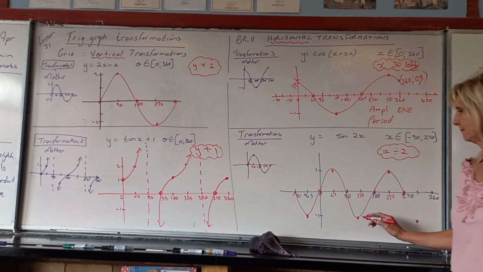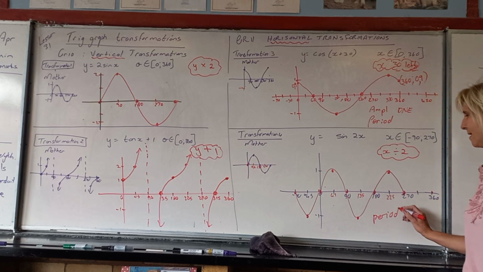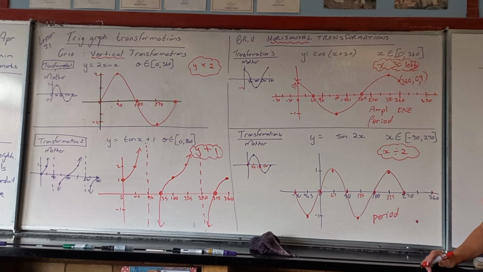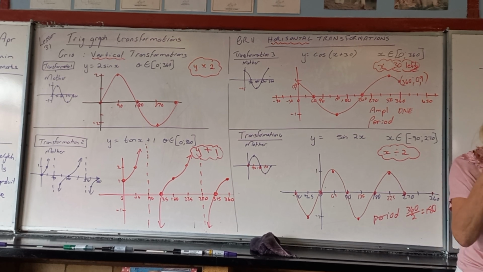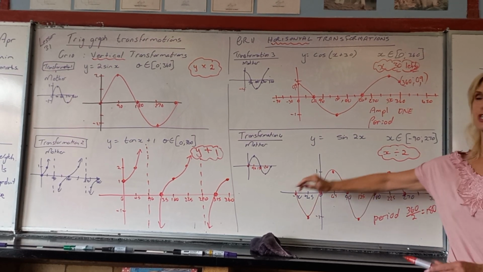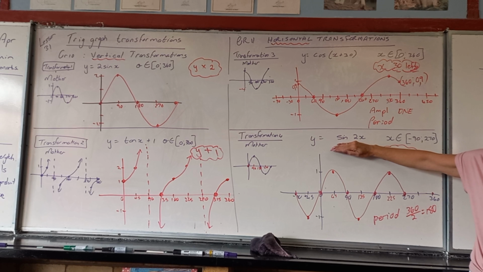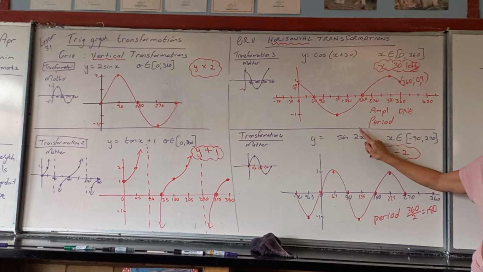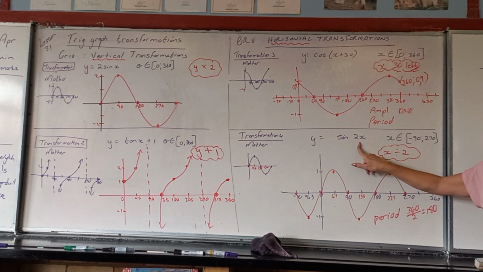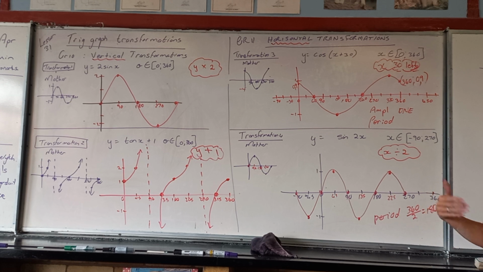Period. 360. What do you do with all your x's? Divide by 2. So the period that was 360 is also divided by 2, which gives you 180. So after a while, I'm going to ask you, don't sketch it, just tell me what's the period. So you should know. Period of sin is always 360. But in this case, I'm going to take all the x's and divide it by 2, so it's going to be 180. Do you see it coming?